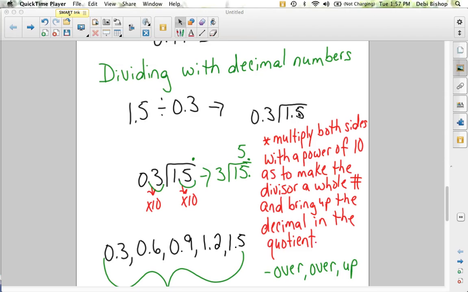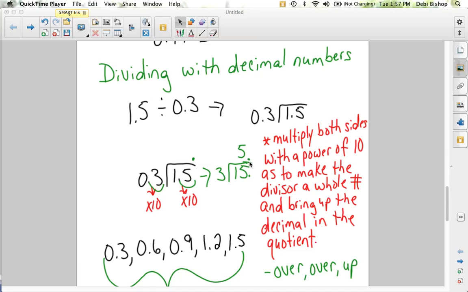What you do to one side, you do to the other side. So I need to make 3/10 a whole number. So I multiply by powers of 10. And when I multiply by powers of 10, all it does is make me move my decimal to the right one place for each 10. So here I have 3/10, and I need to make this a whole number, so I would multiply each side by 10. When I multiply each side by 10, it moves my decimal over one place. And then, once I bring my decimal over one place, I bring it straight up into the quotient so I don't forget to put my decimal number in.